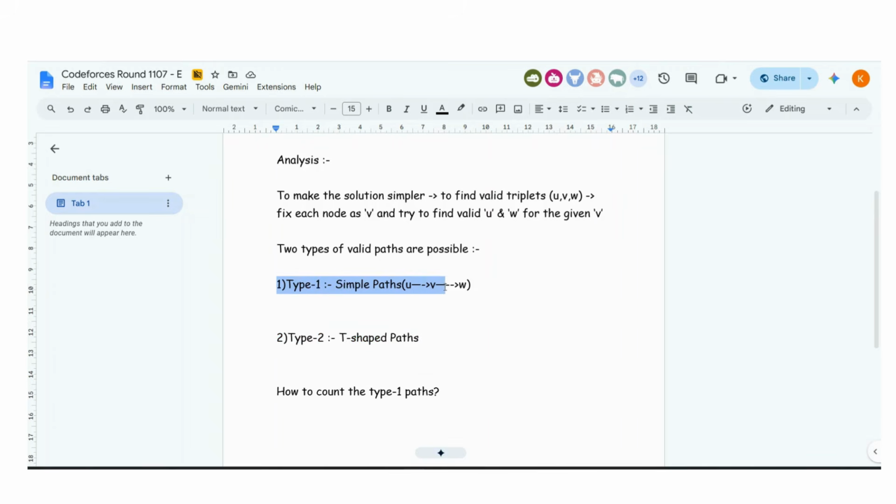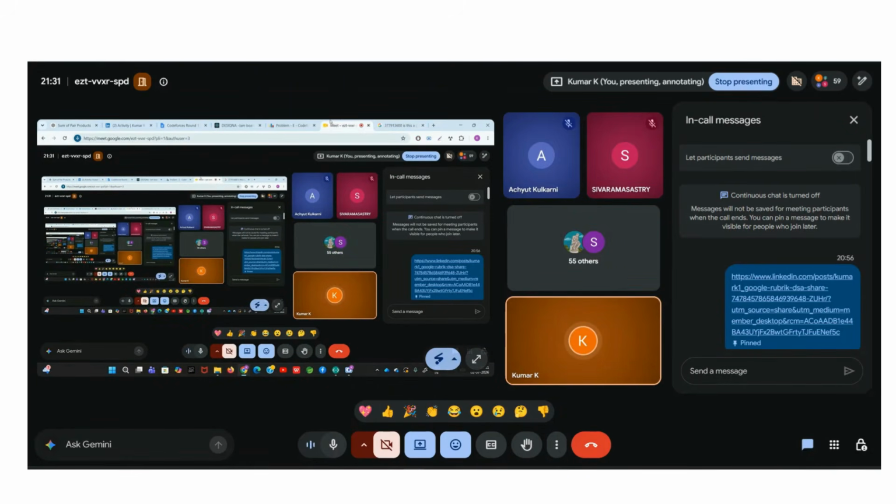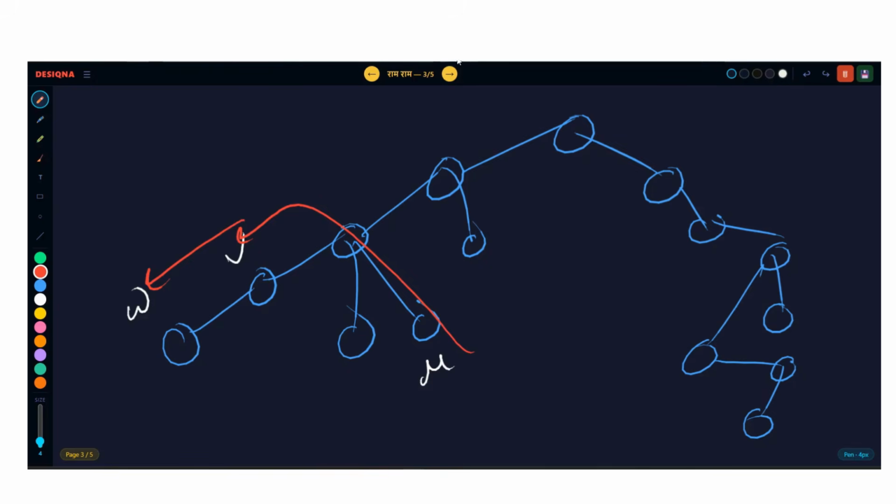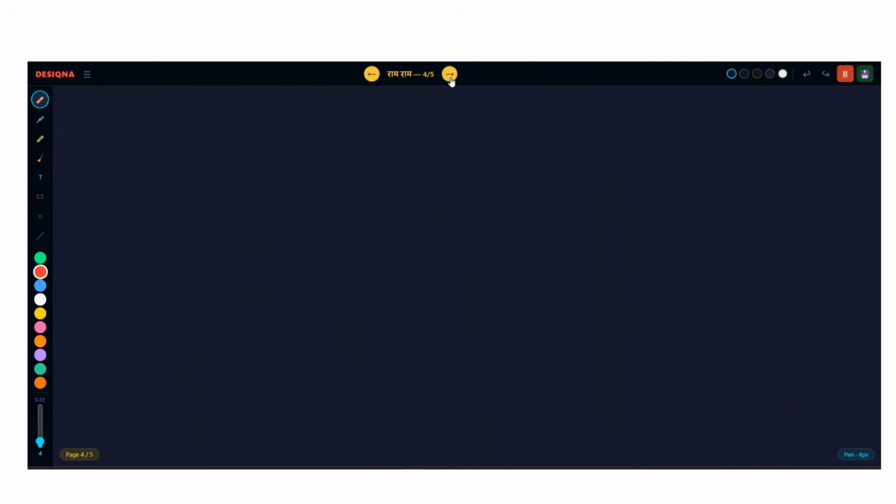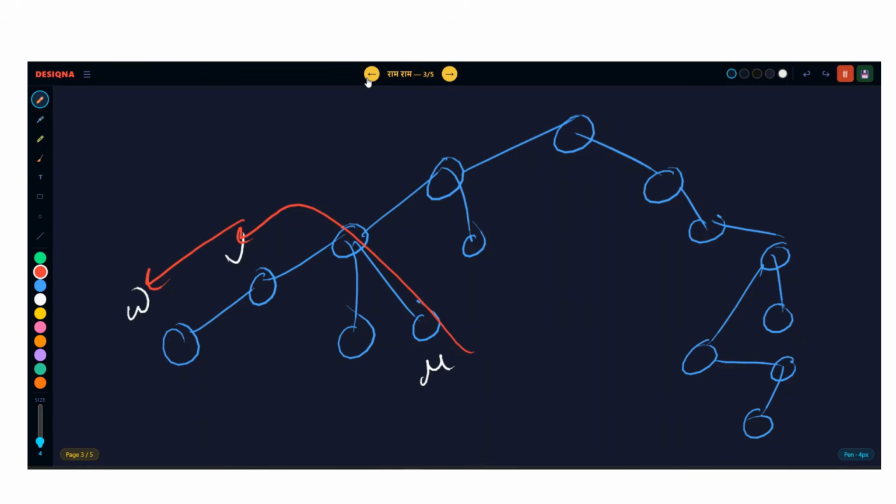Type 1, U to V and V to W is a singular path, so everything feels good. Okay, so you understand these things. And guys, while counting these type 1 paths, I don't want any kind of repetition. So how can you assure that? For example, if this was the V, okay, U V W or whatever, how to make sure that the same path does not get counted again?